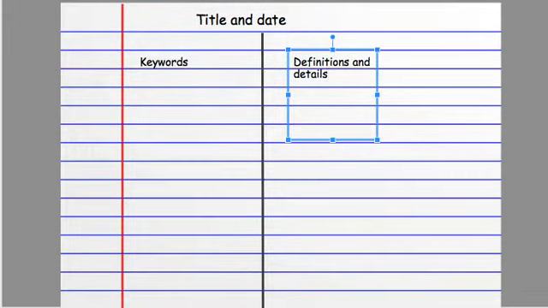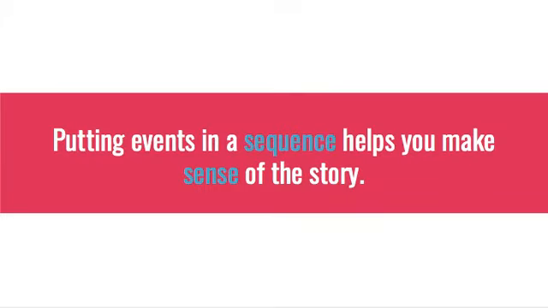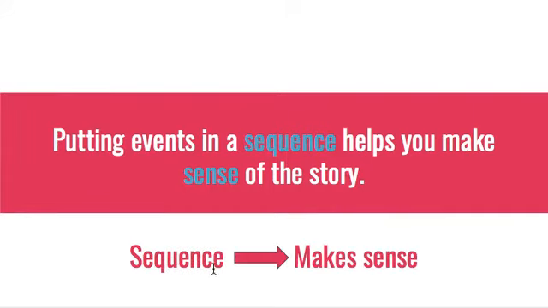So what that's going to look like for these notes is sequencing, and you're going to add the date over here. And our first word is going to be sequence. And right across, we're going to do our definition. It describes events in order, or it's putting steps in order. Make sure these line up so that you know exactly what you're looking at. Putting events in a sequence helps you make sense of the story. Sequence helps you make sense of the story. You might want to add that to your notes if it'll help you out.